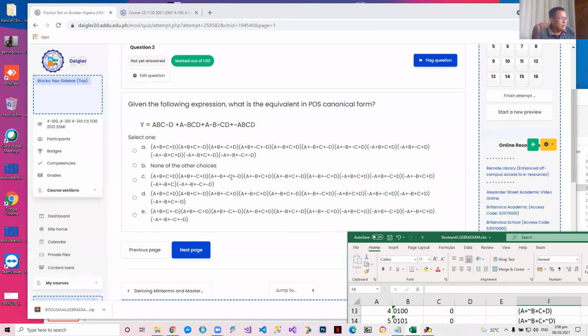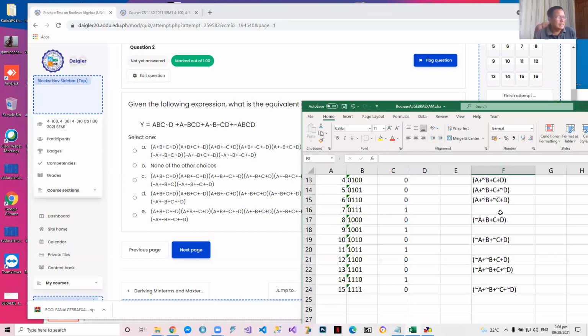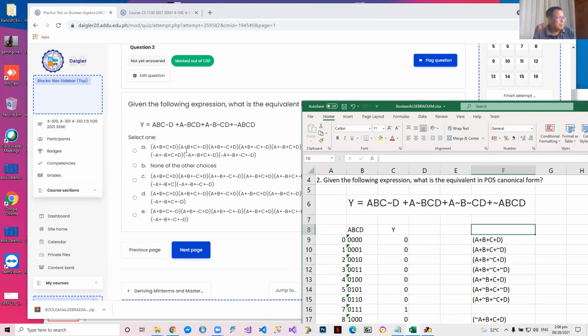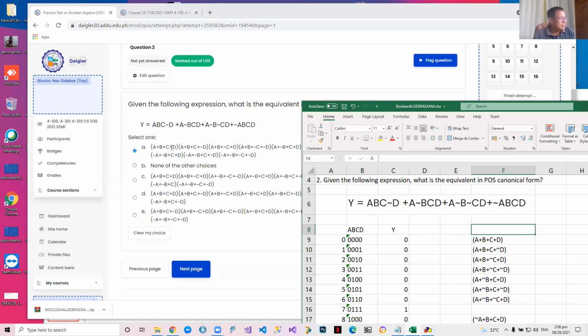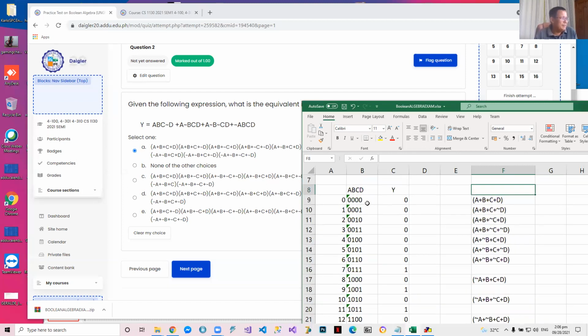Counting: 1 to 11. So letter C cannot be a choice because it's only 11. Counting: 1 to 10. So letter D is not a choice, because there's only 10. So obviously it's letter A. We can just check the min terms. We have A plus B plus C plus D, plus A plus B plus C plus not D, and then A plus C, and so on. Anyway, you check this out yourself. Compare each one to the terms written, and I think you will have the right answer as letter A.